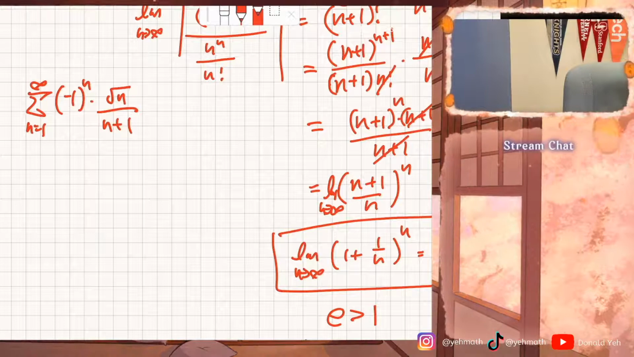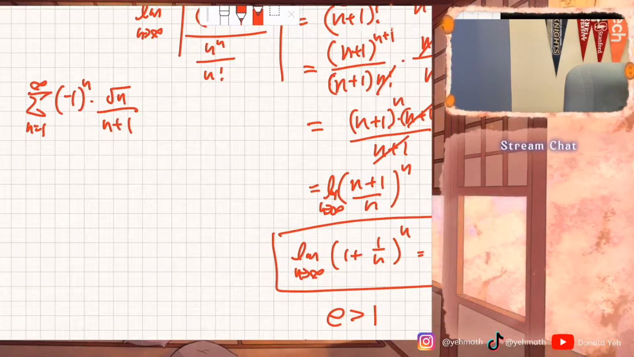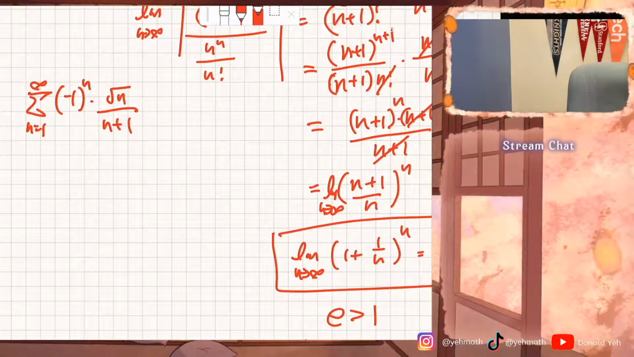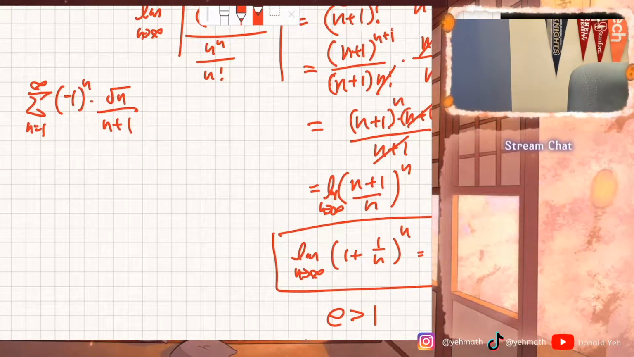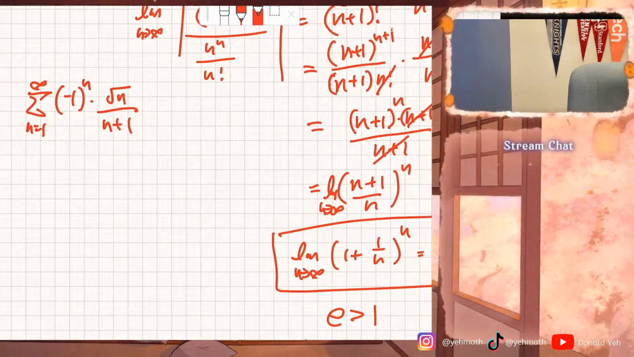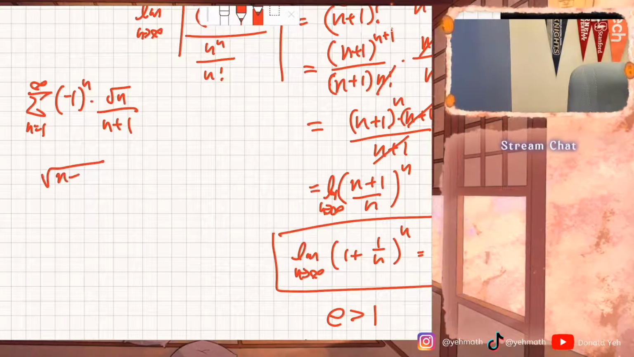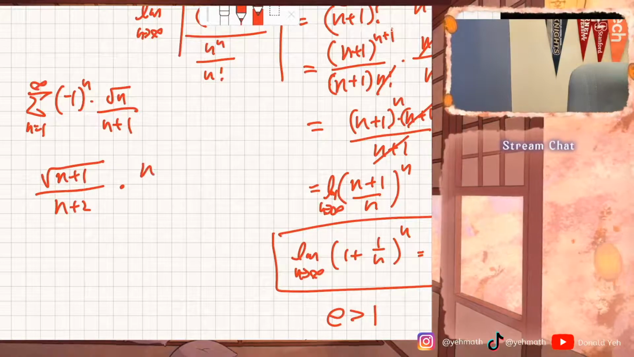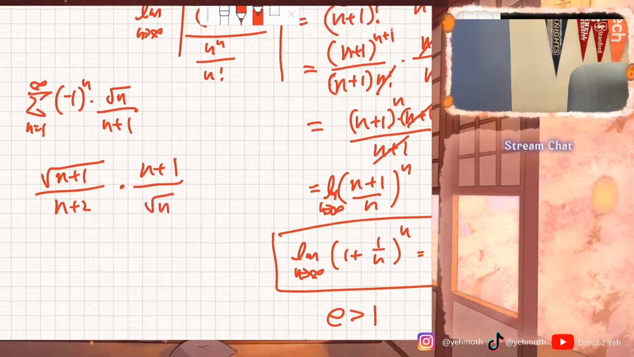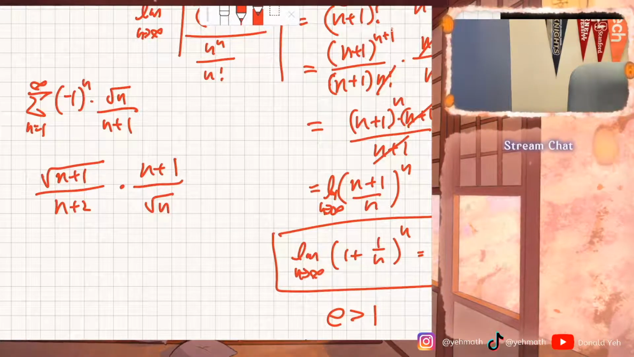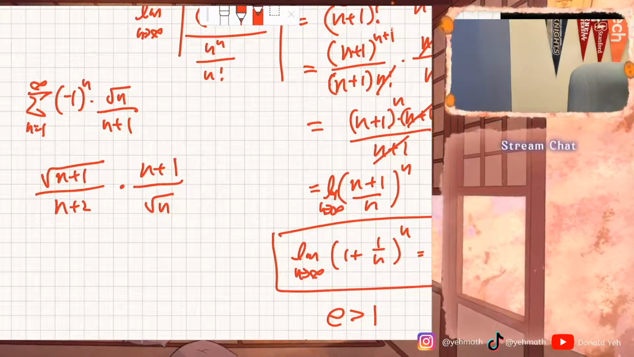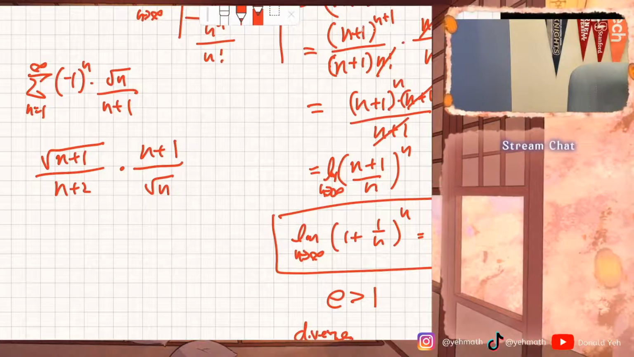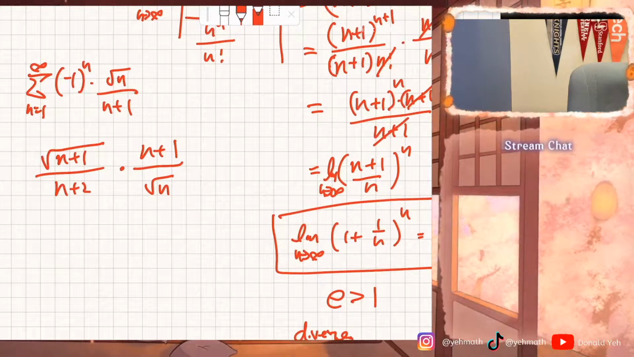Okay, we're just gonna jump into it. So here, we're gonna take the absolute value of it. So does the -1 to the n matter? So it'd be square root of n plus 1 over square root of n plus 2, times n plus 1 over square root n. Does that make sense so far? So then it's going to cancel out and plus one.